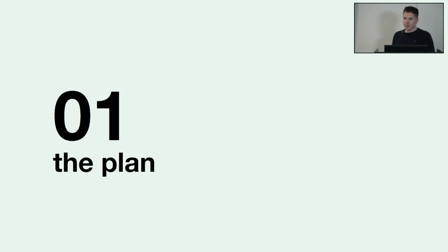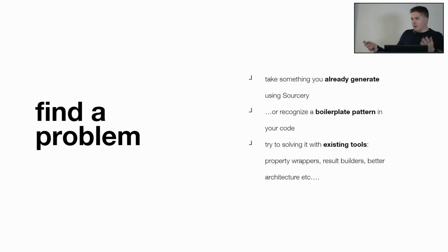First of all, we need a plan. And that starts with finding a good problem that is appropriate to solve with Swift macros. As I see, there are two good ways of finding these kinds of problems. You can take something that you already generate with existing code generation tools. On iOS, there are already some code generation tools. I think the most popular one is Sourcery. And you can say, like I said in case of Mockable, I want to replace a problem which I solved with Sourcery with a native macro solution. So this is the easier way.